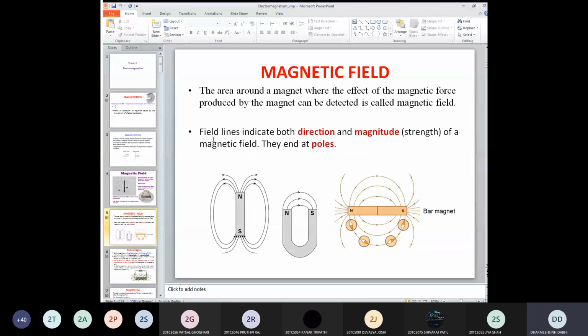You can see that the magnetic field can be shown by the direction of the magnetic field lines. These field lines indicate the direction as well as the magnitude of the magnetic field. More number of lines means the magnetic field strength is high. You can see that the magnetic field lines start at the N pole and end at the S pole, and in this way they make a closed path. You can see here in this figure.